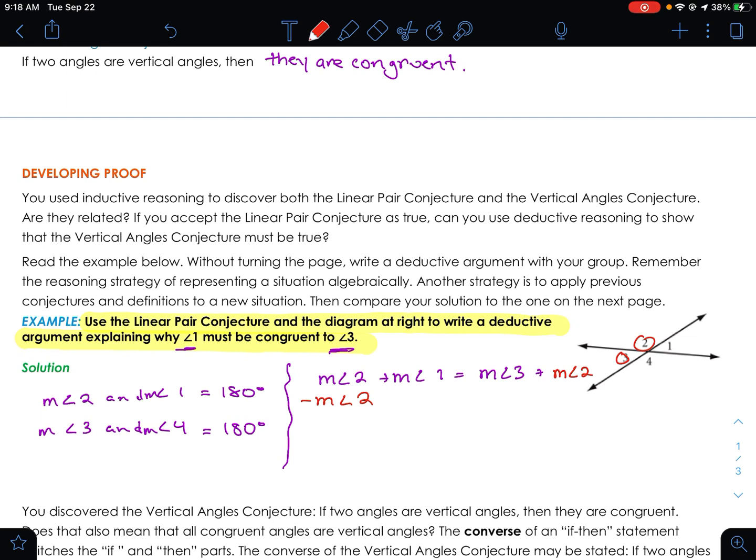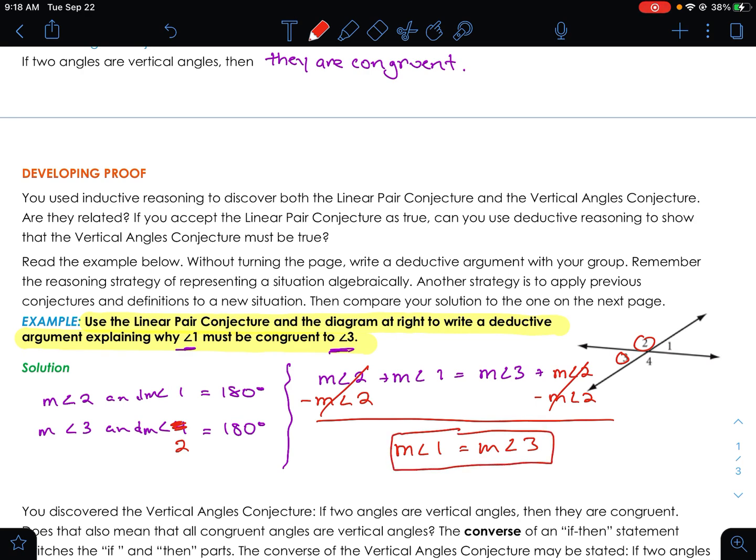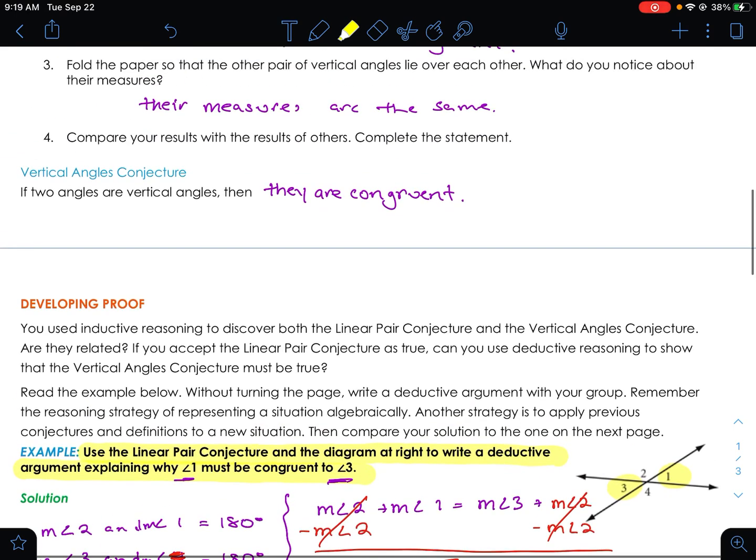Because we can say that the measure of angle 3 and the measure of angle 2 is also 180 degrees. So now we can subtract the measure of angle 2. Those cancel, and we have the measure of angle 1 is equal to the measure of angle 3, which is what we wanted to show. And it shows that those two angles, angle 3 and angle 1, which are vertical angles, are equal. And so this is a way for us to prove, using deductive reasoning, that our vertical angles conjecture is true.